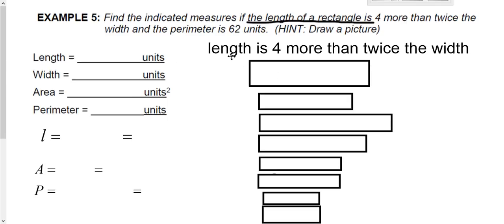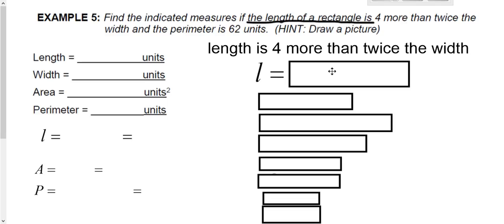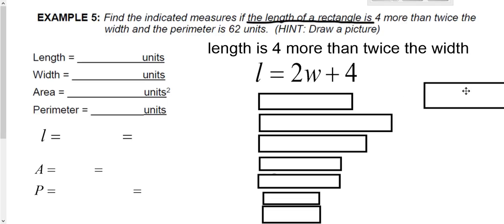Okay? So the length is equal to 4 more than twice the width. So here's the 4 more than part, plus 4, and twice the width is 2w. So here is an expression for the length in terms of the width. So the length, we're going to say, equals 2w plus 4. The width, we're just going to call w.